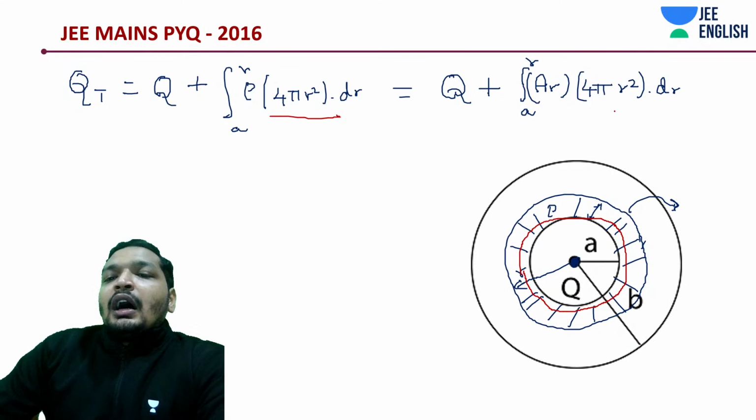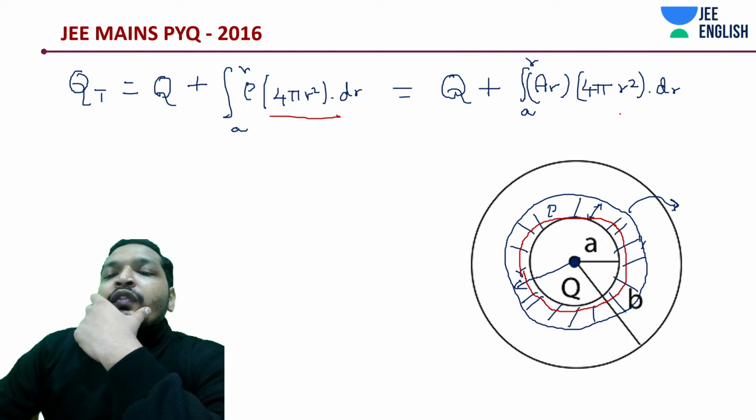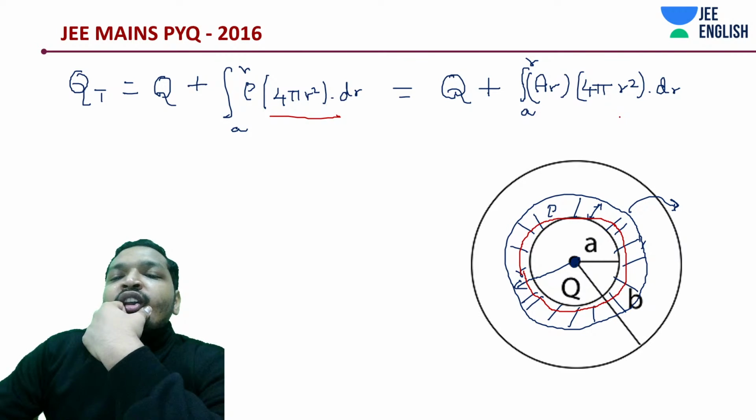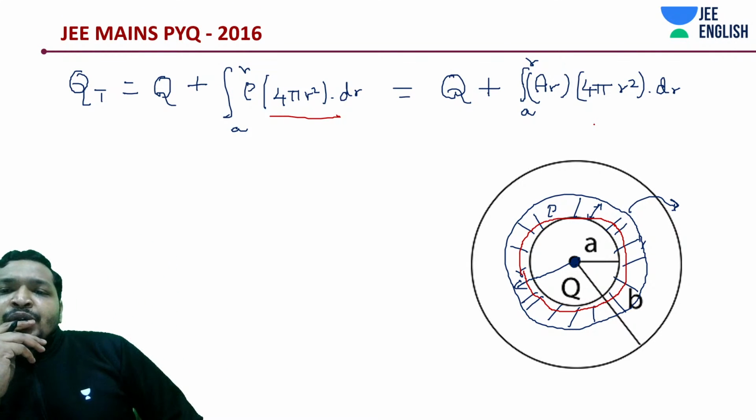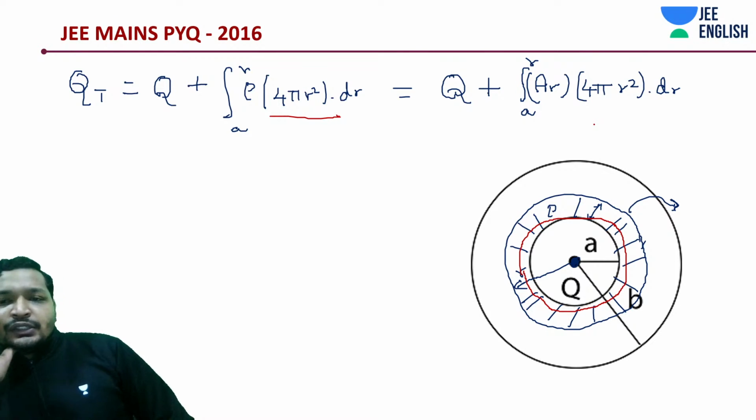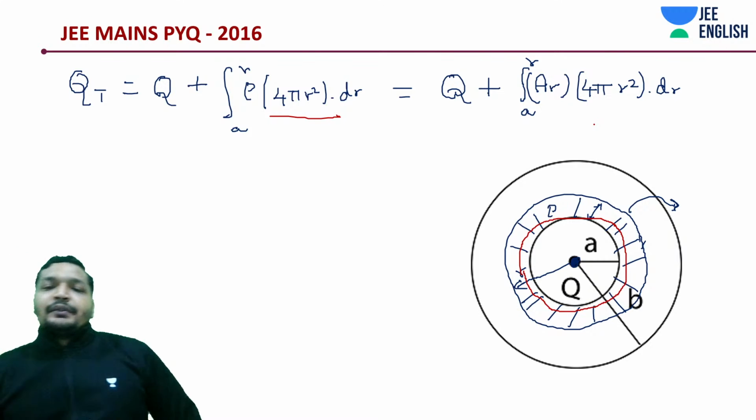This is like A into R, 4 pi r square dr. How much should be over here? So this should be like, let me do a thing. Do we even need to calculate this? That's what I'm thinking. Yeah, we need to calculate this. There's no way out of this. Okay, fine. There's no other way out of it.